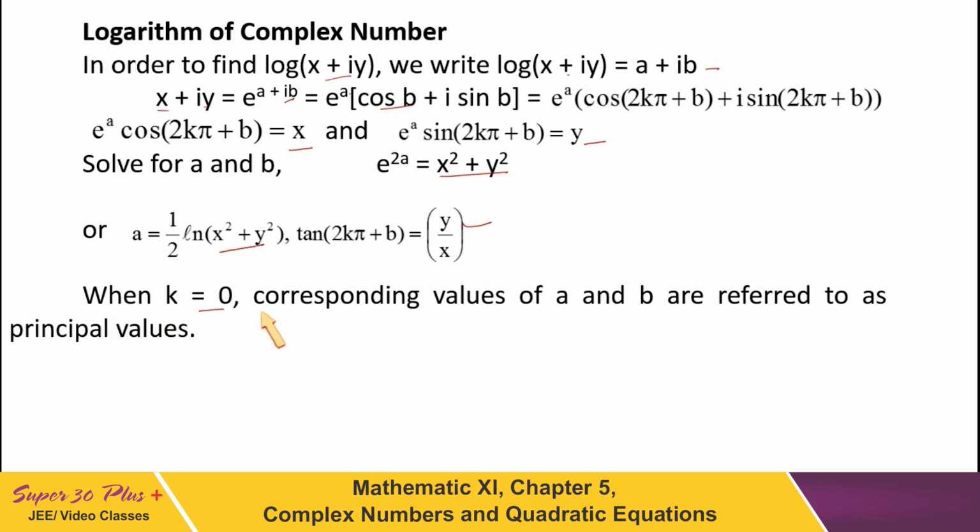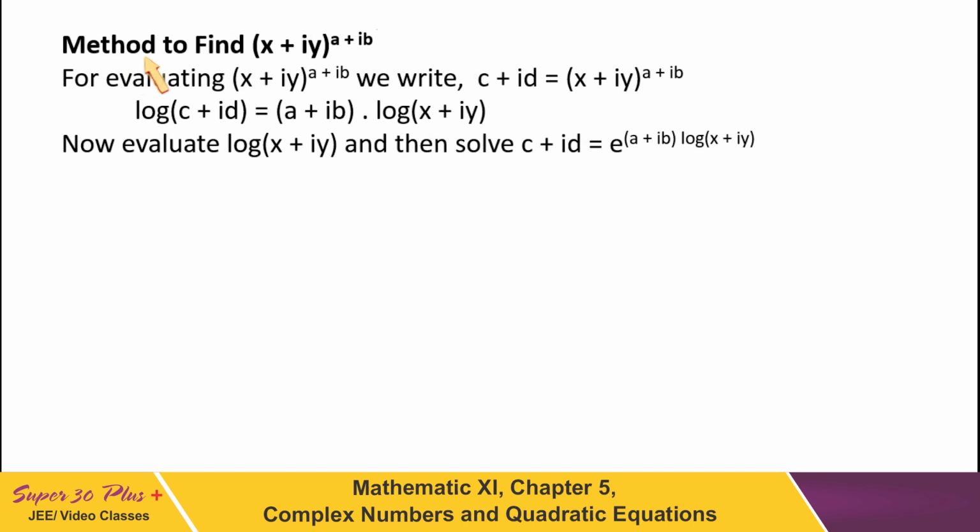When k is equal to 0, the corresponding values of a and b are referred to as principal values, and this is the logarithm of the complex number. Here is the method to find (x + iy) to the power (a + ib). For evaluating (x + iy)^(a + ib), we write c + id is equal to (x + iy)^(a + ib).